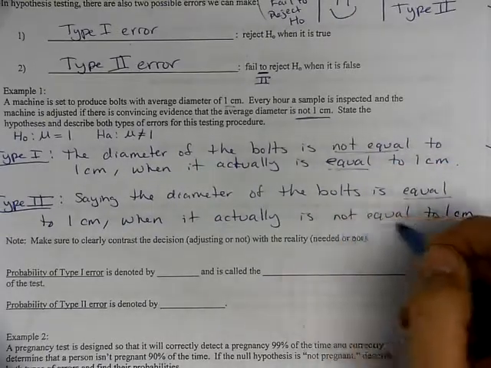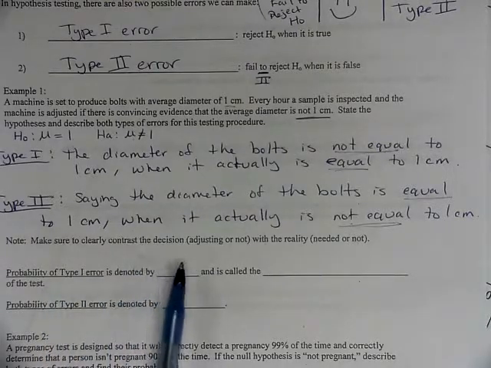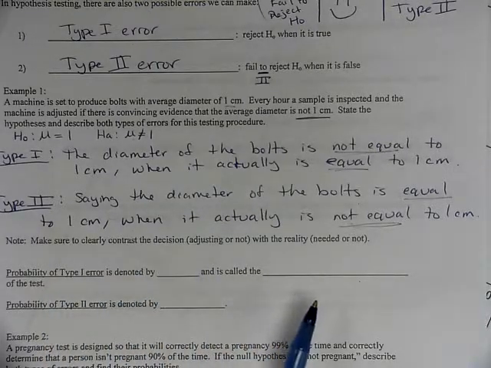So they're opposites. Going back to geometry, they're converses of each other. Okay, so make sure whenever you do this that you try to put it in the context of the problem. And then make sure you clearly contrast the decision with the reality. So not equal to equal.